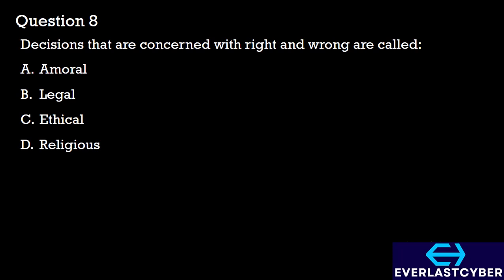Question 8. Decisions that are concerned with right and wrong are called A. Amoral, B. Legal, C. Ethical, D. Religious.